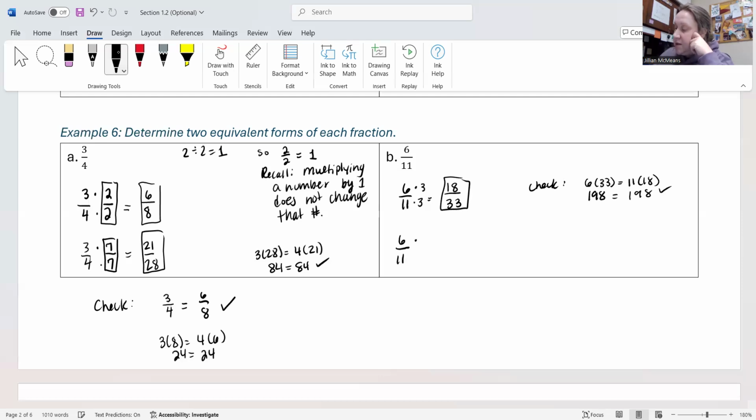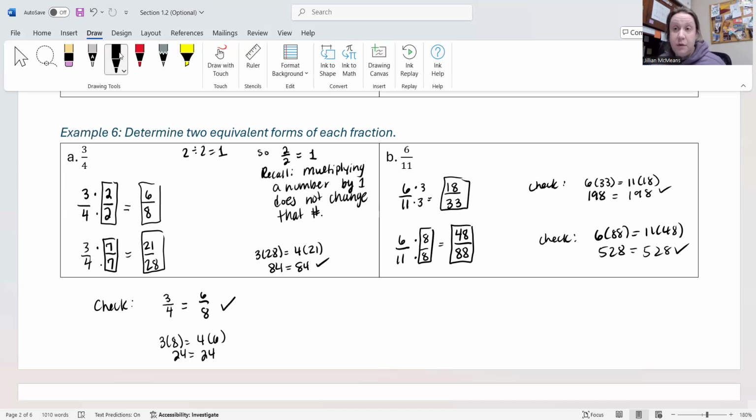Let's do one more. Let's say we multiply the top and bottom by 8. I'm just pulling these numbers out of thin air. Again, if we were in the classroom, this would be more of a group discussion. Well, 6 times 8 is 48. 8 times 11 is 88. Let's double check just to be certain. So 6 times 88, we want to know, does that equal 11 times 48? Well, 6 times 88 is 528. And 11 times 48 better be the same, and it is. So we verified that we have another equivalent form of 6/11.